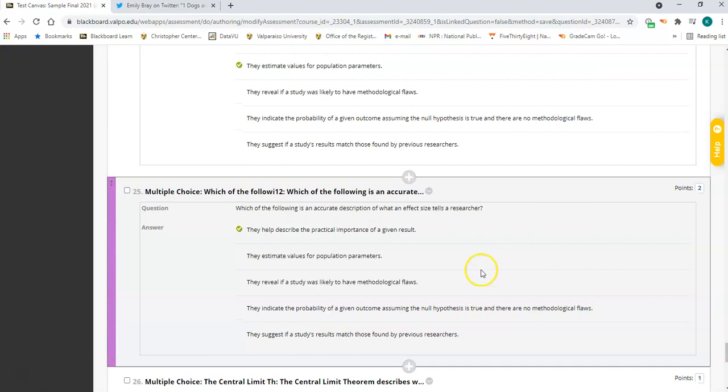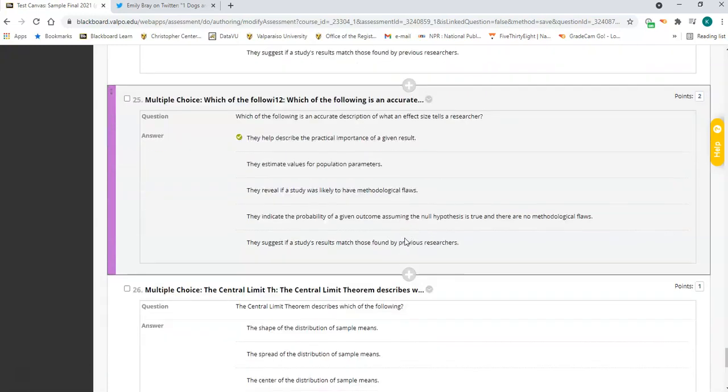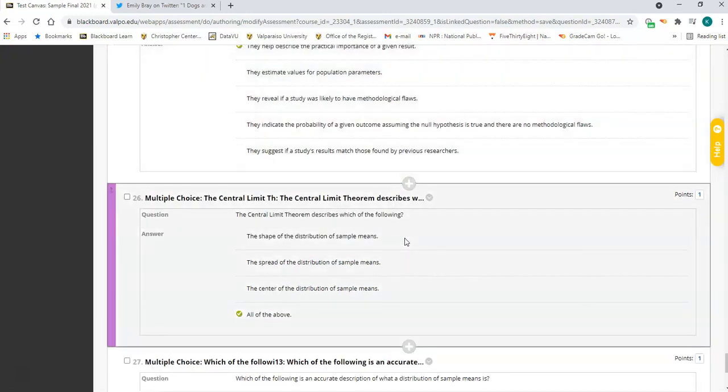And again, you should be able to do more than just memorize these. You've got to understand what they mean. I might word it differently, but it's going to mean the same thing. So don't just memorize the words. Understand what it means. Ooh, central limit theorem. That's a blast from your past, right? What does the central limit theorem describe?